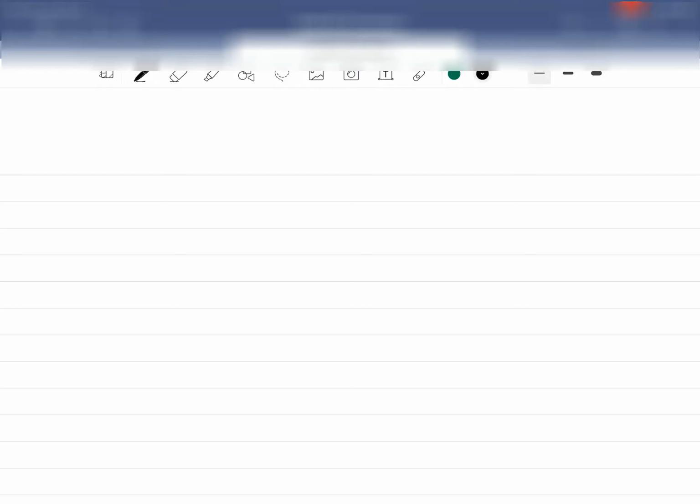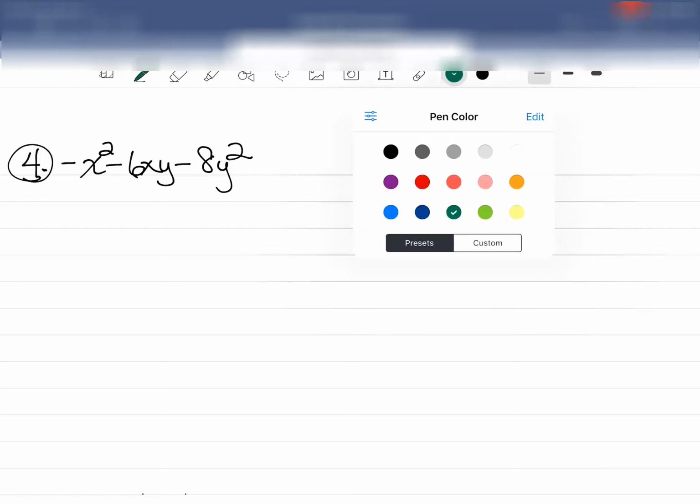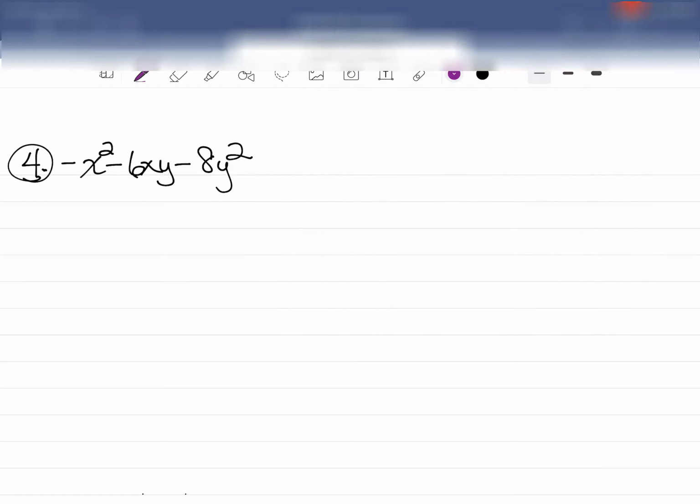Our direction said to factor completely. So let's look at an example where we need to make certain that's what we're doing. So I made this one a little hard. What makes this one a little hard is there's a negative in front of the first term. So we have negative x squared minus 6xy minus 8y squared.